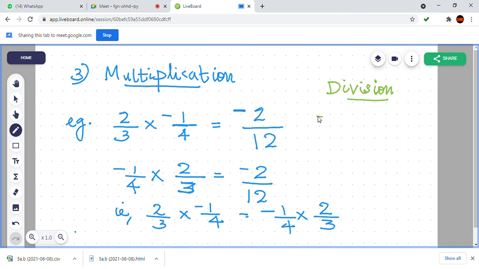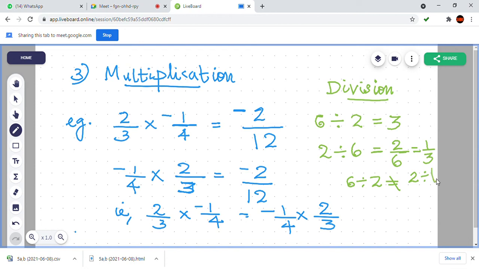As example, you can write 6 divided by 2. 6 and 2 are rationals because 6 we can write as 6 by 1, and 2 as 2 by 1. So those two are rationals. 6 divided by 2 is 3, but is 2 divided by 6 also 3? 2 divided by 6 is equal to 1 by 3 only. That means the answers are not the same. That is, 6 by 2 is not equal to 2 by 6.